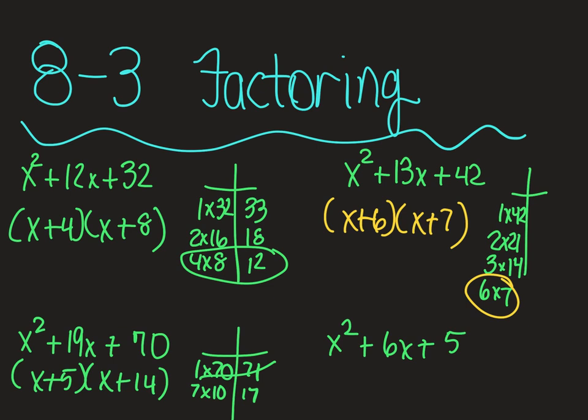Okay, try this next one. X squared plus 6x plus 5. Can you already see it? Do you see where we're going here? The only way to get 5 is x plus 5 and x plus 1. And 5 plus 1 makes 6. So check. They multiply to get our last term. They add to get our middle term. So this pattern was when both signs were plus signs.